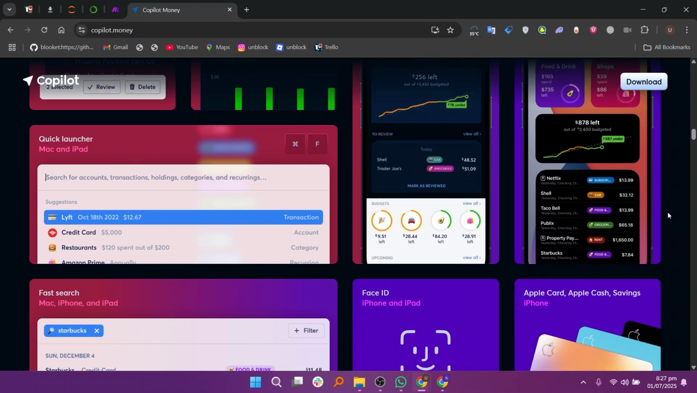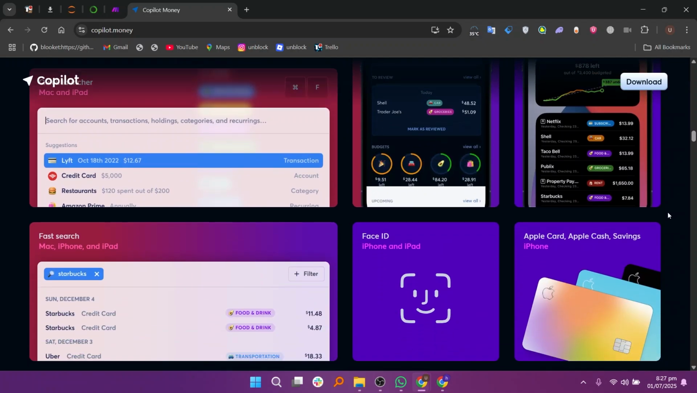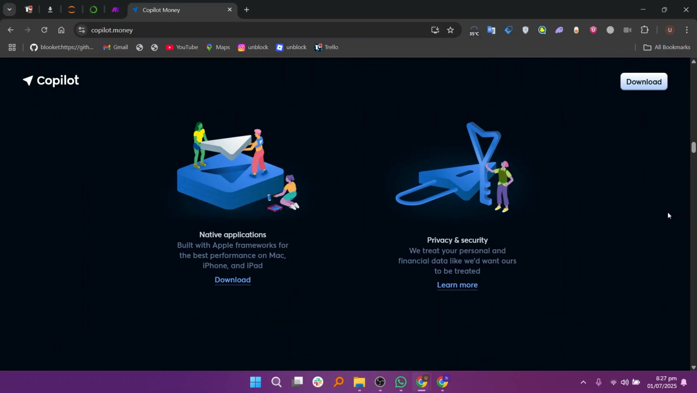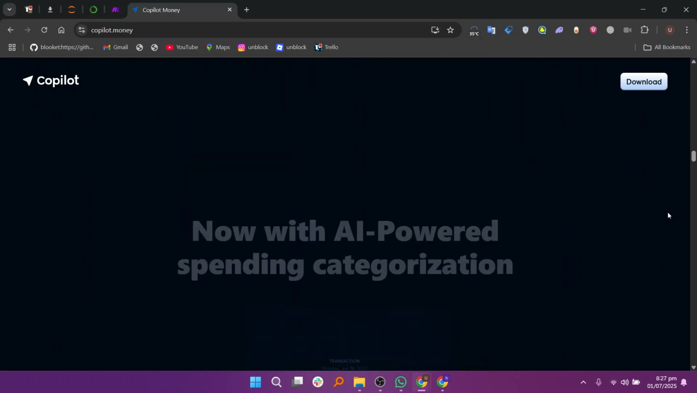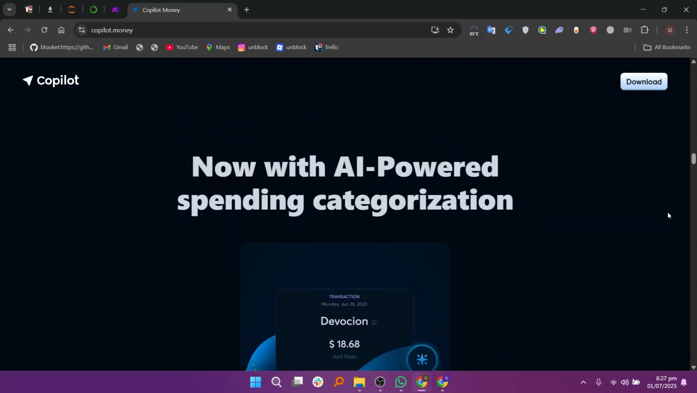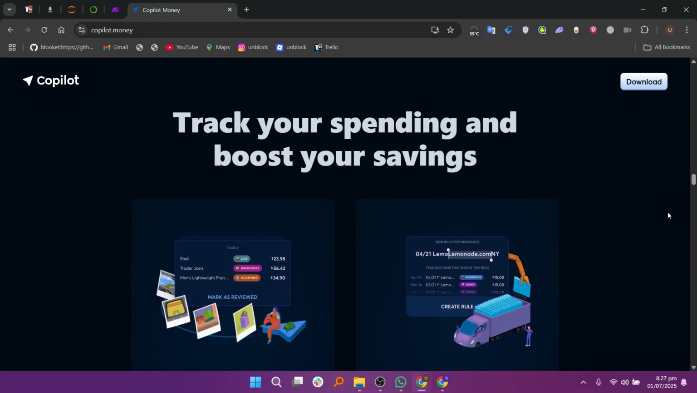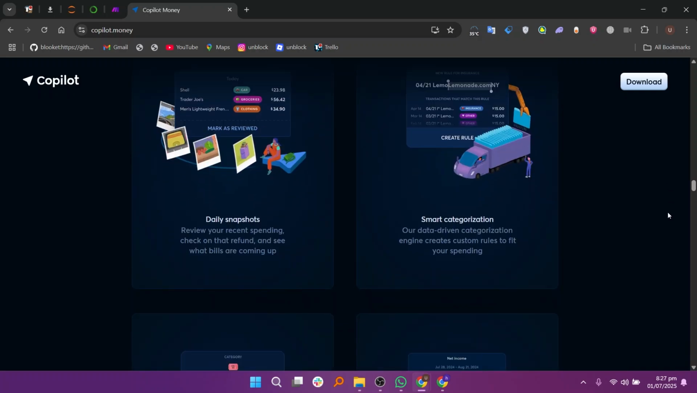To begin using it, just visit copilot.money and sign up for an account. Once registered, you'll be prompted to securely connect your financial accounts via trusted providers like Plaid. Copilot then imports your recent transactions and sorts them into editable spending categories. You can tailor these categories to reflect your financial lifestyle and goals.